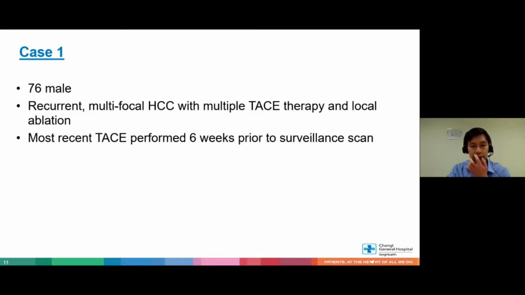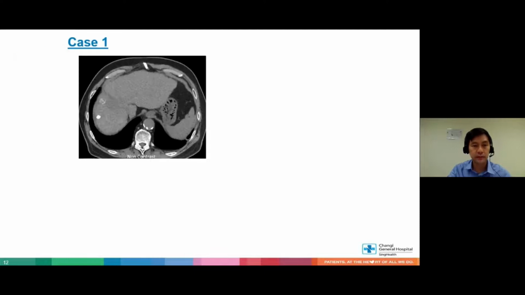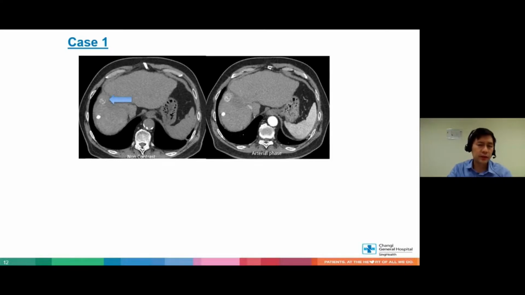So let me share some cases that we have done clinically so that we can show these points better. My first case is a 76-year-old man. He has a recurrent multifocal HCC with multiple TACE therapy and local ablation. His most recent TACE was performed 6 weeks prior to this scan. So this is a pre-contrast scan. Everyone can see there's some lipiodol here, and maybe this lesion has a little bit of rim. And this is the arterial phase. Now, the reporting radiologist was not so confident whether there's any contrast uptake in this lesion. And I would say that yes, it's quite difficult just by looking at the CT itself.